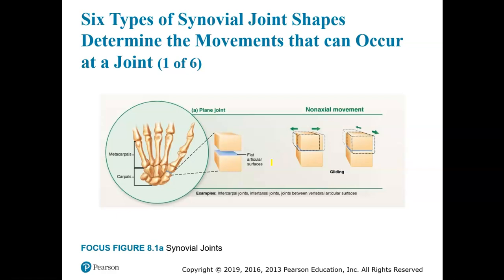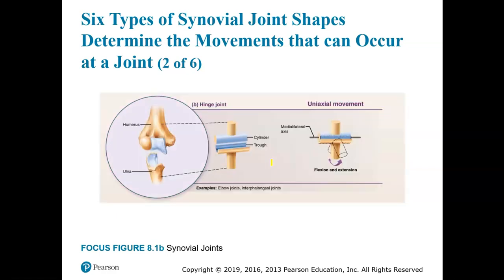All right, what you're looking at here is what's called a plane joint. I won't ask you about that, but I will expect you to know what a hinge joint is. So a hinge joint allows flexion and extension. And just think about your elbow, okay? Just think about how you can flex and extend your bicep muscle, biceps and triceps actually.